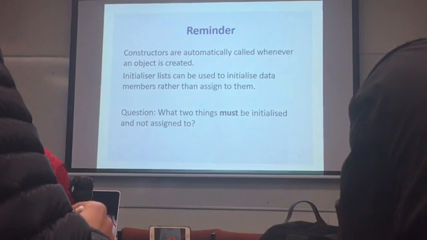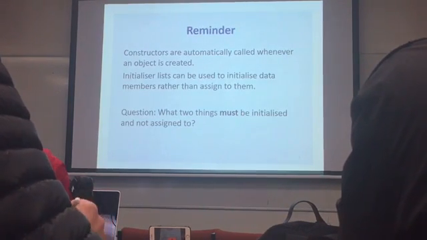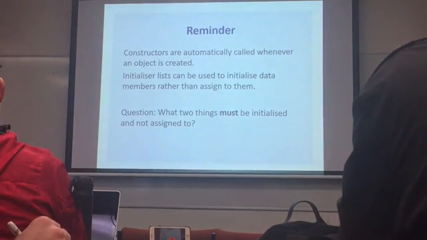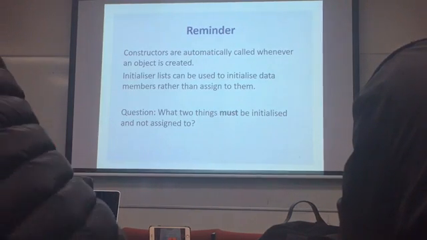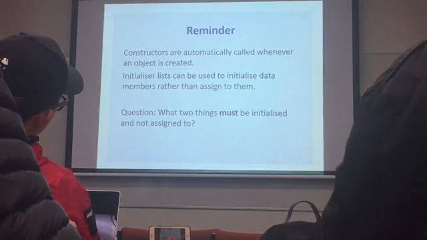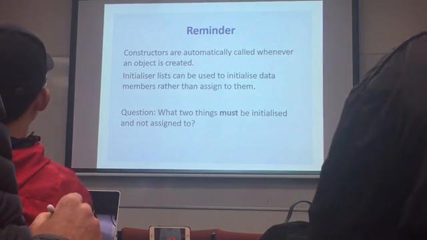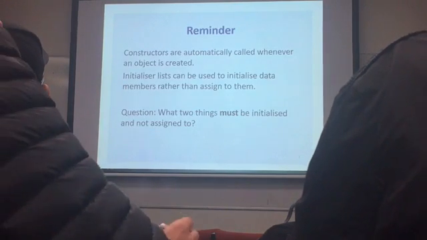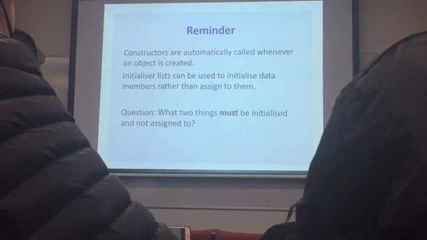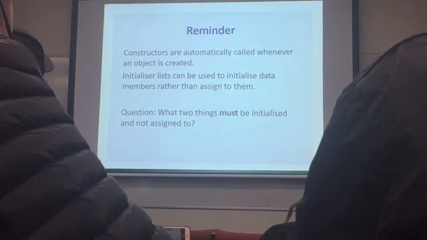Constructors, remember, are automatically called when objects are created. We don't normally call them explicitly, except when you declare pointer variables, like new Circle, and then there you implicitly call the constructor. Initializer lists should be used whenever possible. Whenever you can use an initializer list instead of assignments, do that, because it's better style and better efficiency.